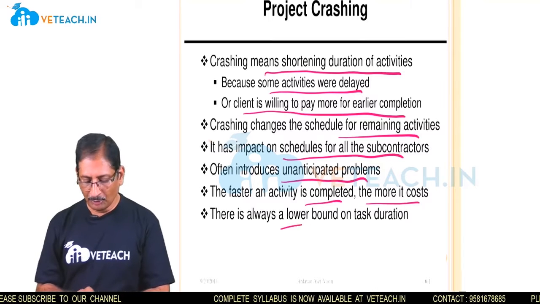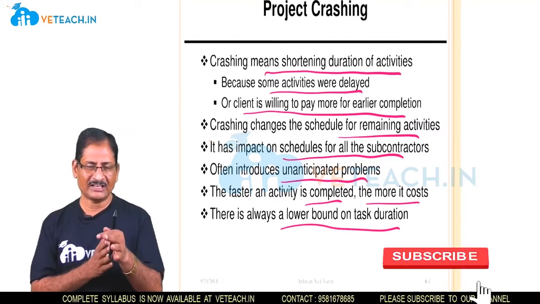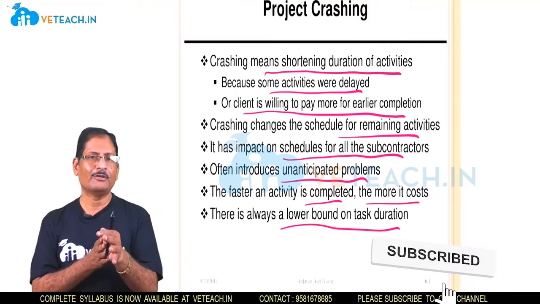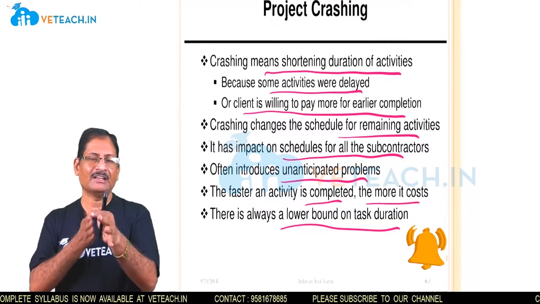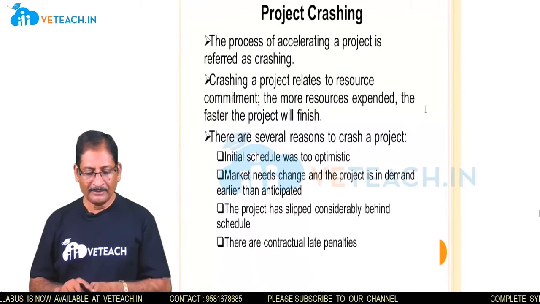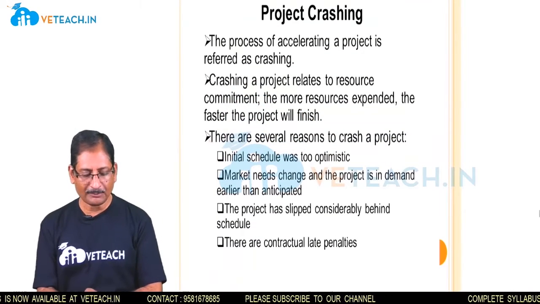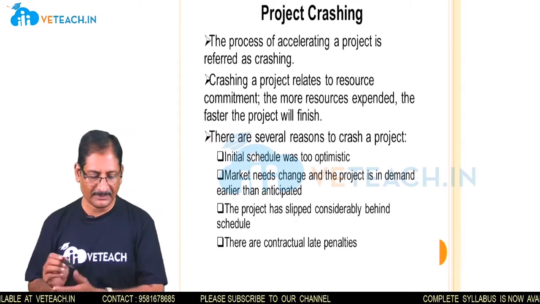There is always a lower bound on task duration. So in the crashing scenario, we will reduce the overall project completion time from the given 10 weeks to 7 or 8 weeks. So here the process of accelerating a project is referred to as crashing. Accelerating in the sense of increasing the speed.